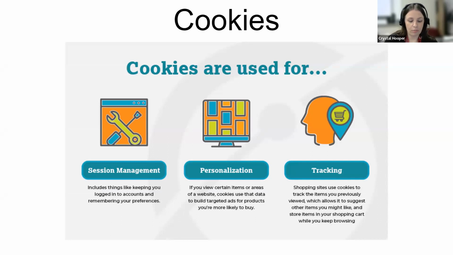The primary uses for internet cookies are session management, personalization, and tracking. There are two types of cookies. There's single session and persistent multi-session. Both work together to enhance the user's experience.